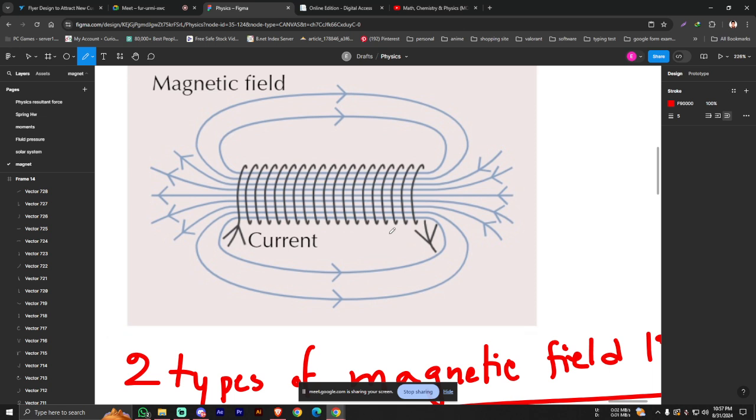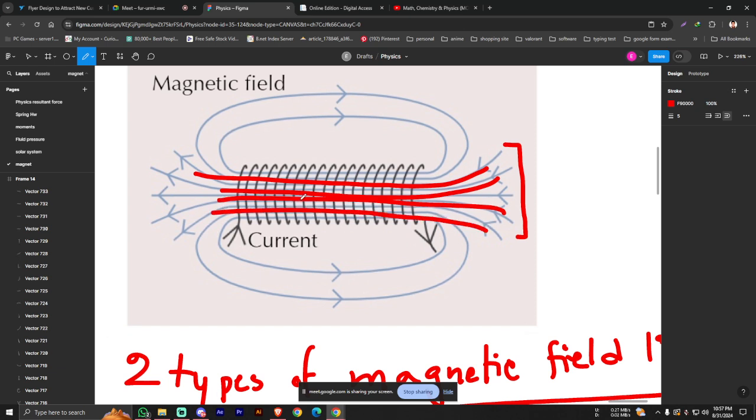Inside of the solenoid. Yes, it's inside the solenoid. That means this portion right here, right? These lines that are going inside the solenoid, right? So these lines here inside the solenoid are called uniform magnetic field lines.